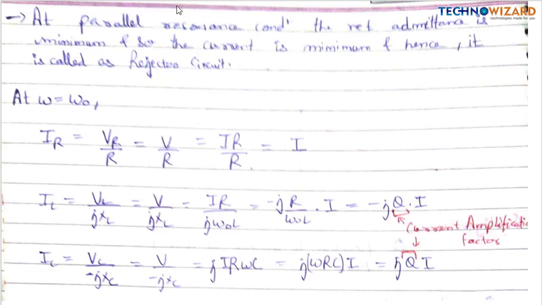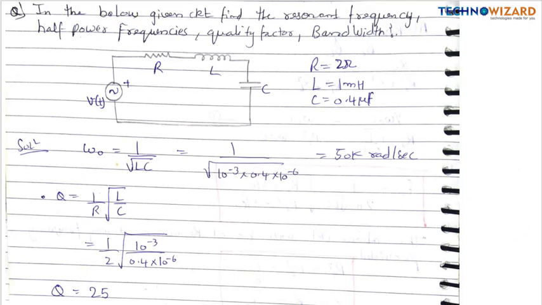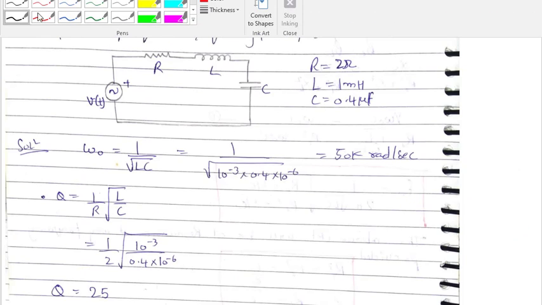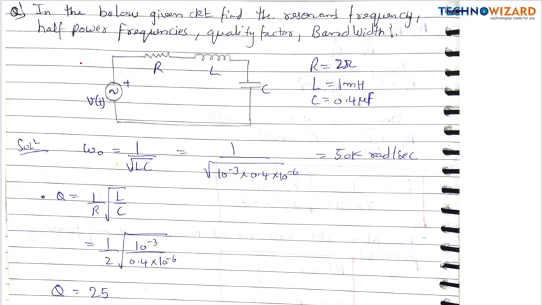Okay, at omega equal to omega naught, now we will see here the resistive current will be equal to the source current, and IL and IC. For this, IL is equal to minus jQI, where Q is the current amplification factor, and IC is equal to plus jQI, the current amplification factor.